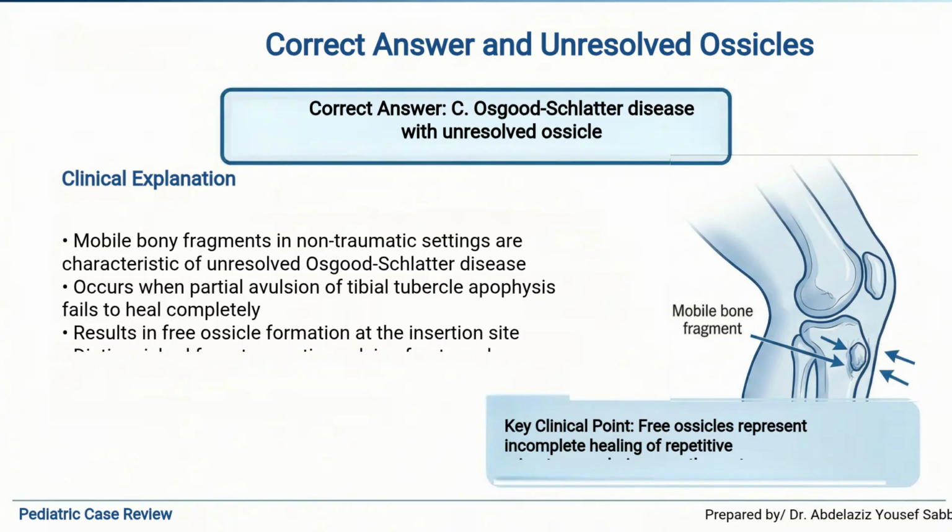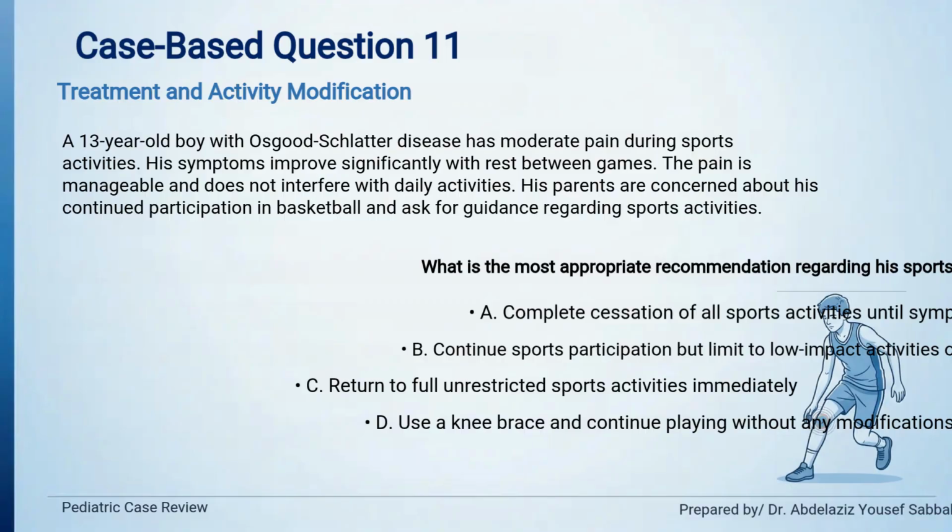Osteochondromas are typically found away from tendon insertions and have a characteristic radiographic appearance. Stress fractures would show a different radiographic pattern without the characteristic ossicle at the tibial tubercle. Case 11. Treatment and activity modification.